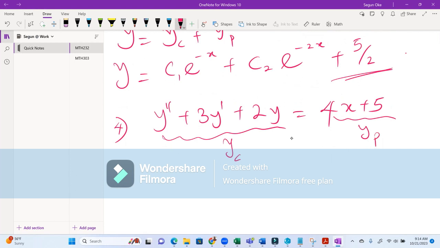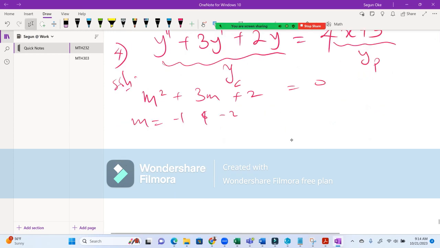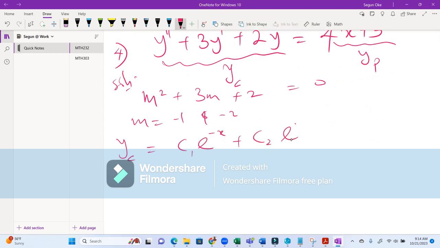And I know I've solved this one. I said the other time, the solution says m squared plus 3m plus 2 equals 0. And I know my m is equal to -1 and -2, right? Are we there? Yes, sir. Then yc will be C1 exponential minus x plus C2 exponential minus 2x.